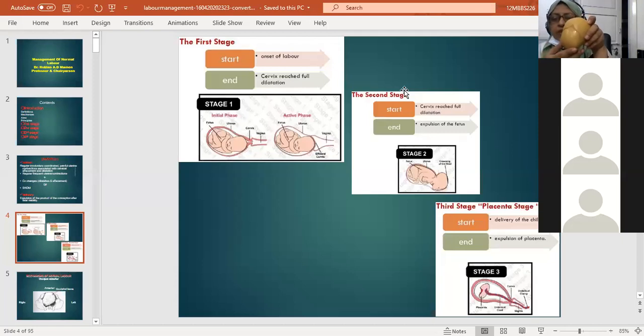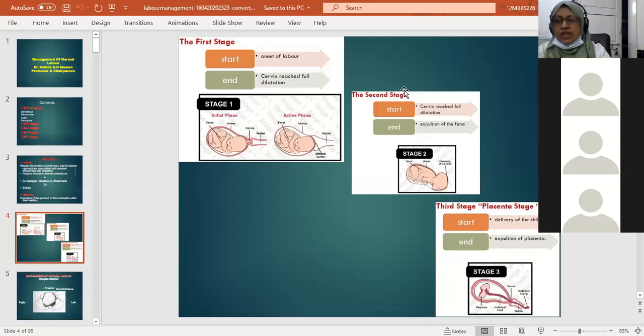The vertex of the head is the portion bounded by the anterior and posterior frontal and the two parietal eminences. These are the two parietal eminences, this is the anterior frontal, and this is the posterior frontal. The area between the anterior and posterior frontal and between the two parietal eminences is known as the vertex.